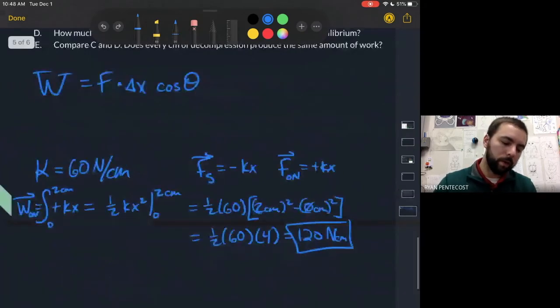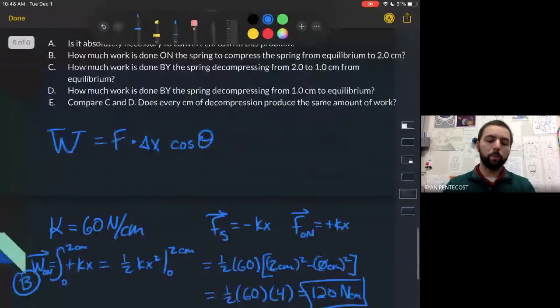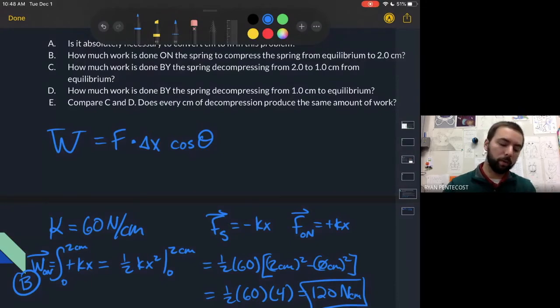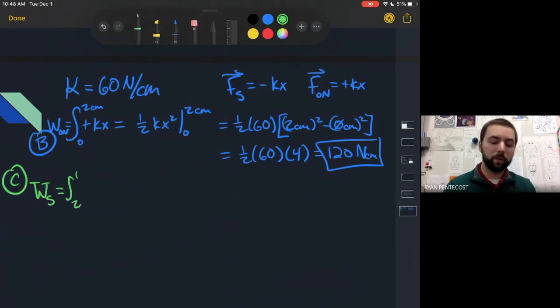Now, that was part B. Now part C, it asks how much work is done by the spring if it's decompressing. We already compressed it from 0 to 2. Now it's decompressing from 2 to 1 centimeters from equilibrium. So let's do that here. We want work done by the spring. That is going to be the integral from 2 to 1, decompressing from 2 to 1, of negative kx dx. Should have had a dx up here as well. My apologies.